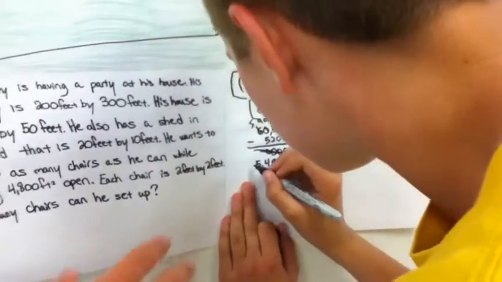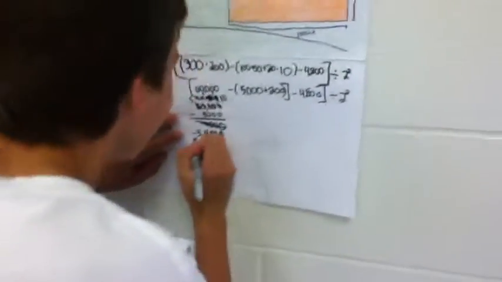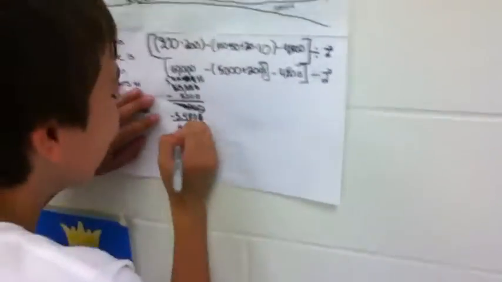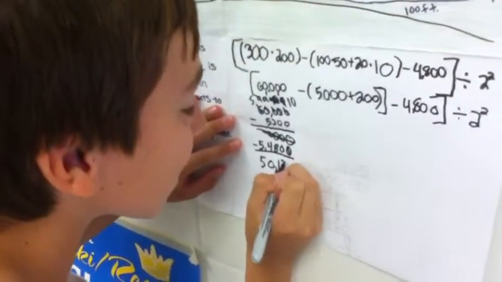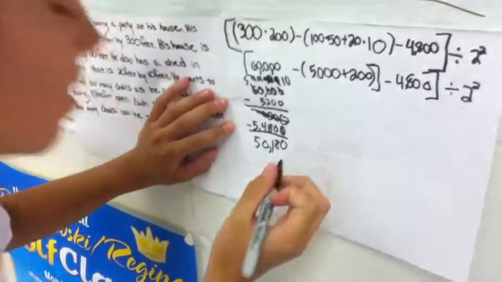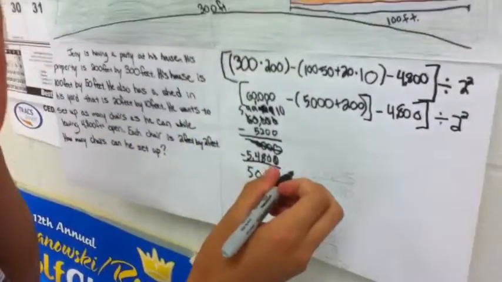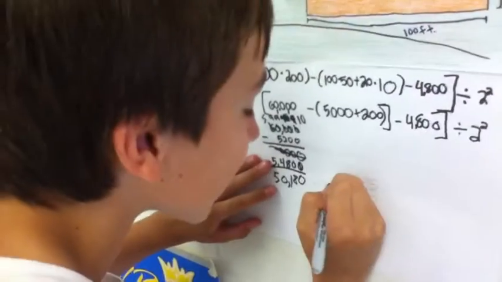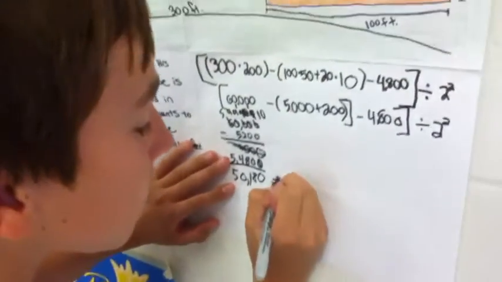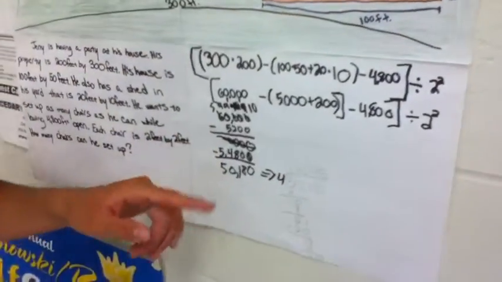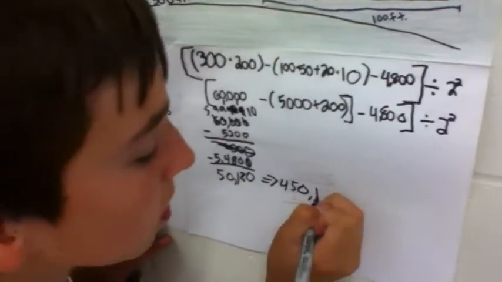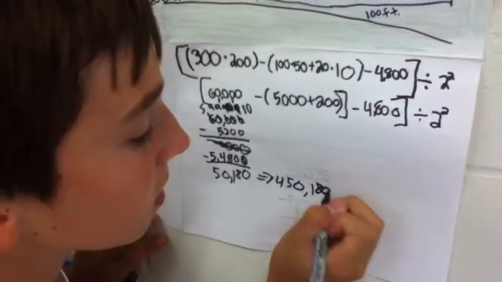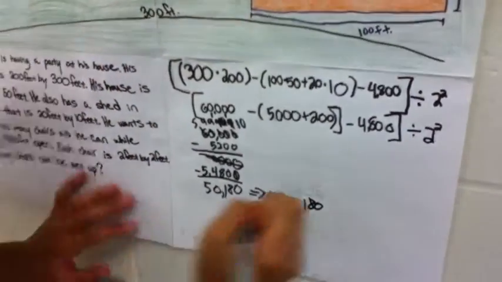Here, I can take it over from here. Okay. So what do you get? You get 50,180. So if you take that divided by 4. So Ken, what if you take 50,180 divided by 4? What do you get?